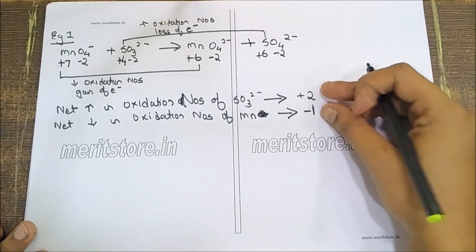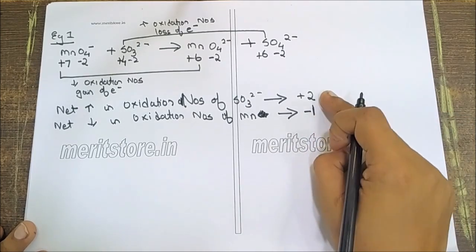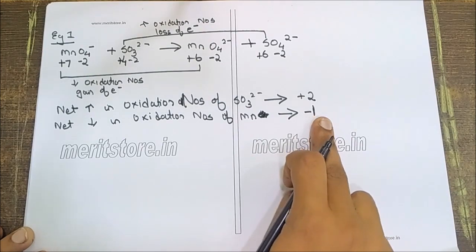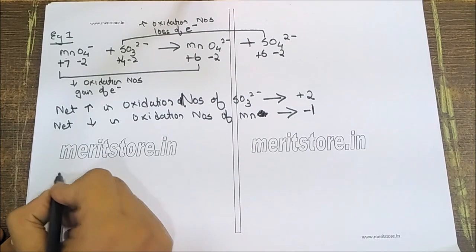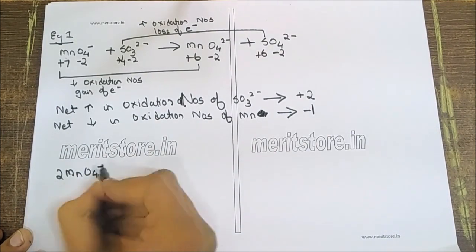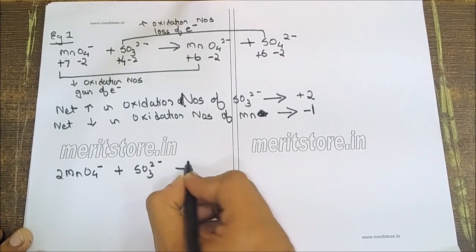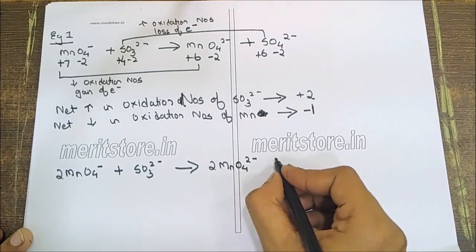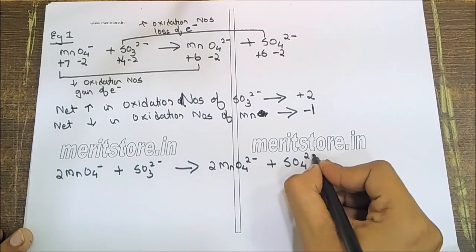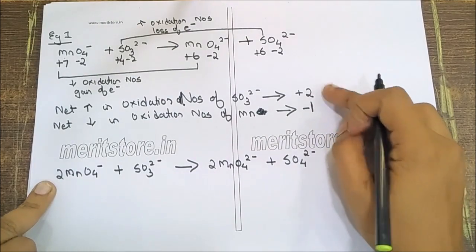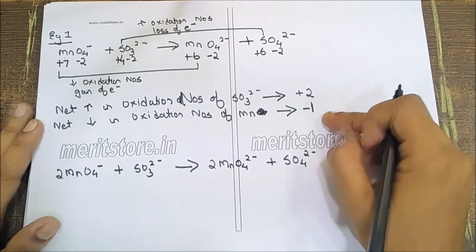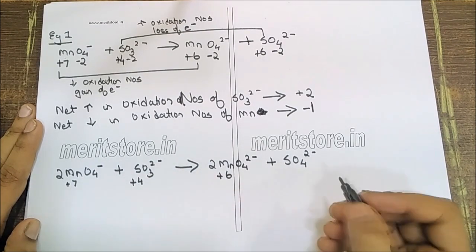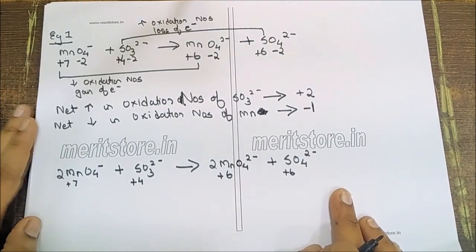Now the next step says that we have to make this net increase or decrease equal. So in order to make -1 the same as 2, we need to multiply Mn by 2. So the multiplication factor would be 2. So I'm multiplying this Mn species by 2. So my reaction would be 2 MnO4 minus plus SO3 2 minus gives 2 MnO4 2 minus plus SO4 2 minus. What I have done is I have only multiplied it by the factor 2 in order to make this net change the same, to make this -1 as 2. So I am writing down the oxidation number only of those atoms which have undergone increase and decrease. Alright, now the net increase and decrease has been balanced.